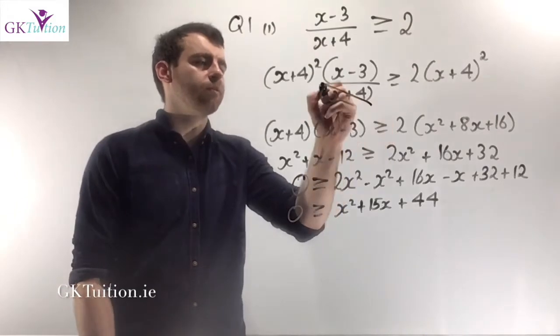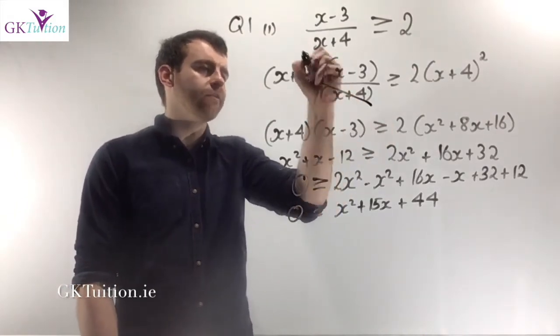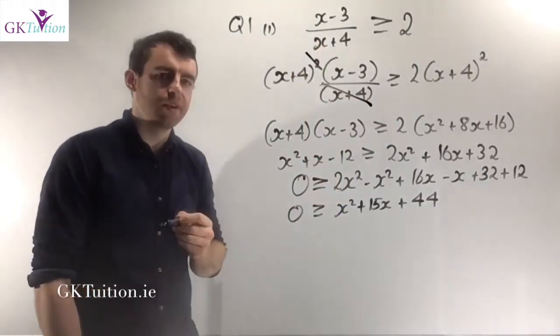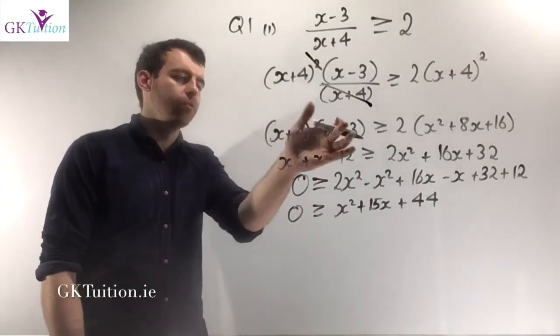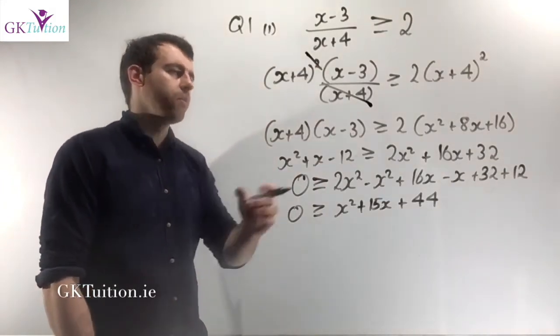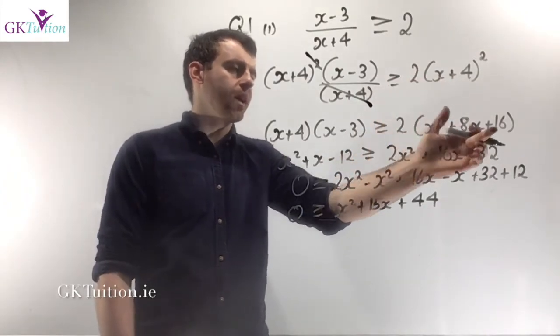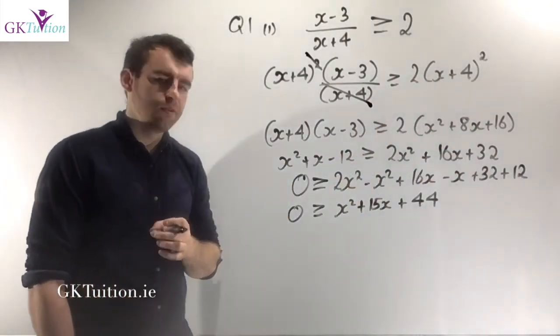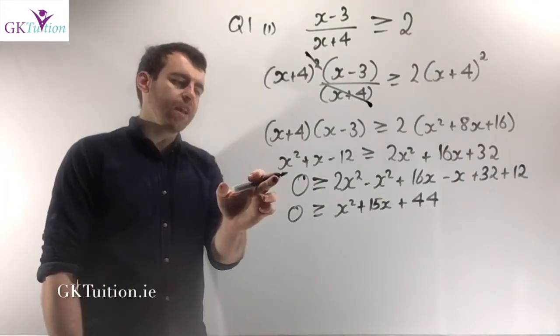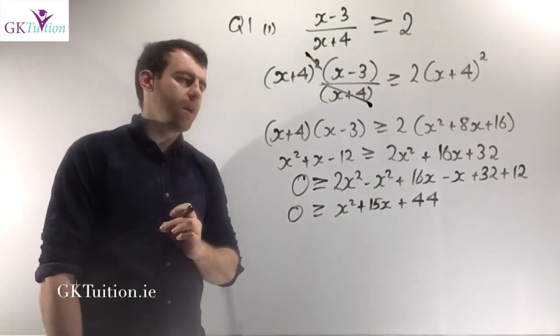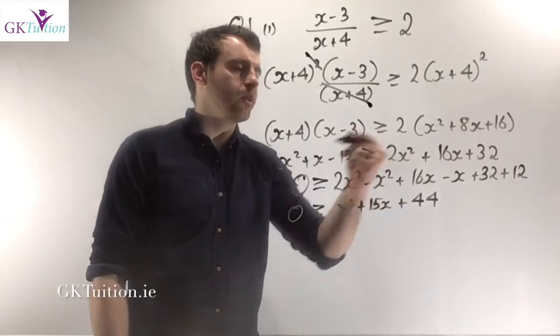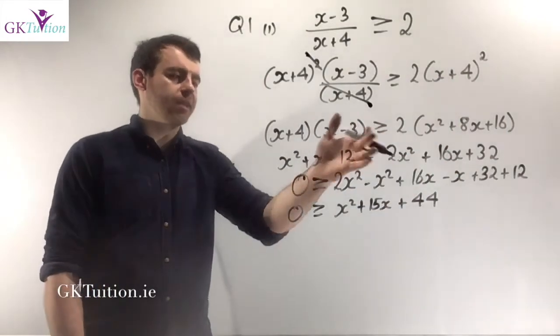And in that case, the x + 4 on the bottom of the left divides into the x + 4 on the top on the left, and I'm left with just (x + 4) times (x - 3). On the right hand side here, I multiplied (x + 4) by (x + 4), and I got x squared + 8x + 16. If you multiply out the brackets on the left, you get x squared + x - 12, and then I multiplied 2 by the bracket on the right, and I ended up with this.